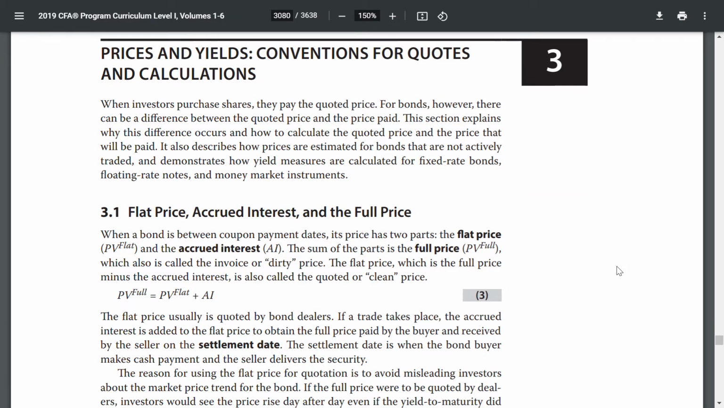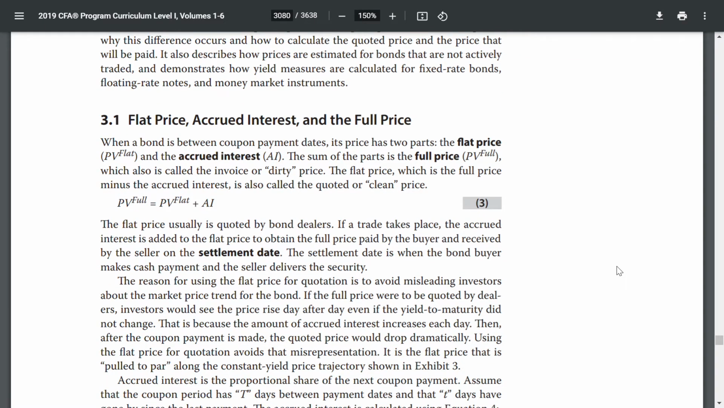Prices and yields: conventions for quotes and calculations. When investors purchase bonds, they pay the quoted price. However, there can be a difference between the quoted price and the price paid. This section explains why this difference occurs and how to calculate the quoted price and the price that will be paid. It also describes how prices are estimated for bonds that are not actively traded, and demonstrates how yield measures are calculated for fixed rate bonds, floating rate notes, and money market instruments.